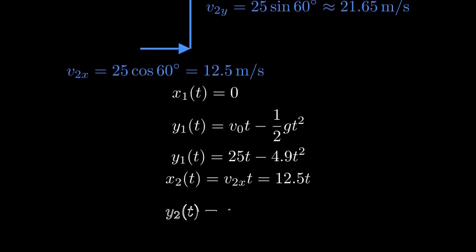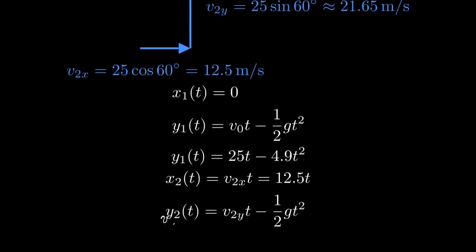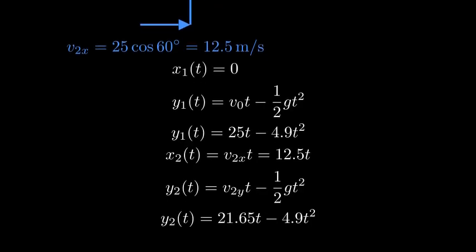For the second body thrown at an angle, x2 equals v2x times t, which is 12.5 times t. y2 equals v2y times t minus 1/2 g t squared. Substituting, we get y2 equals 21.65 times t minus 4.9 times t squared.